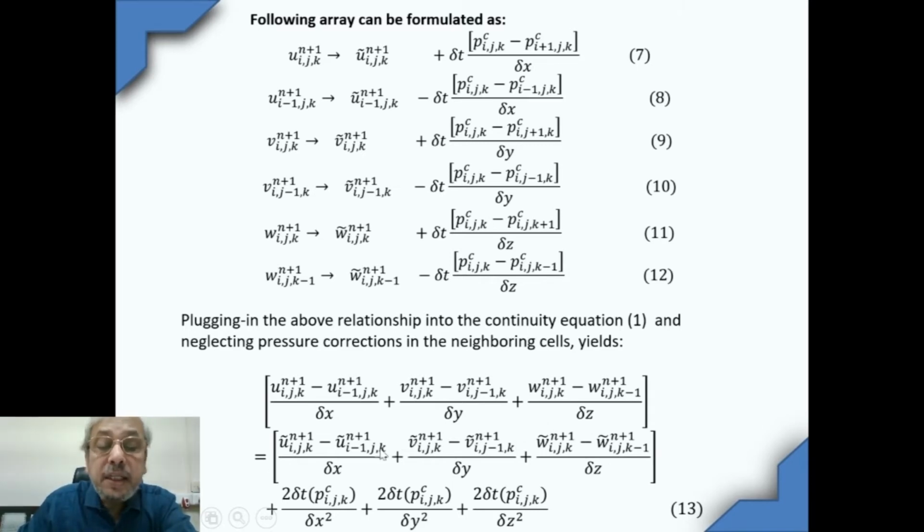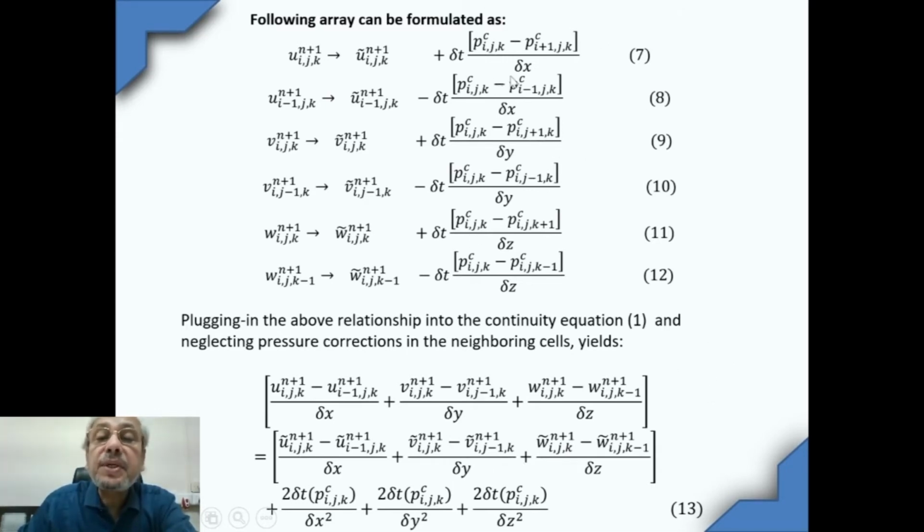And definitely this is now non-zero, because if all the terms equal 0, then continuity has been satisfied. But since we have used provisionally advanced quantities, these bracketed terms will produce non-zero terms, and then there will be pressure terms.